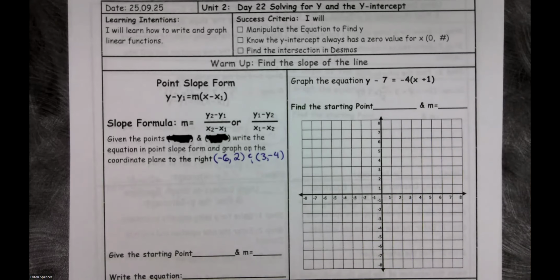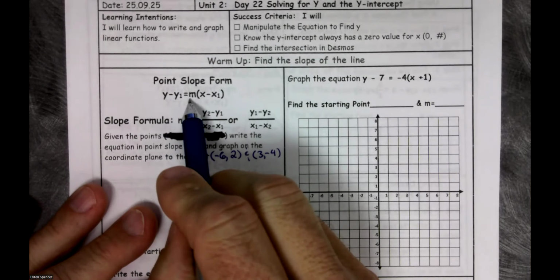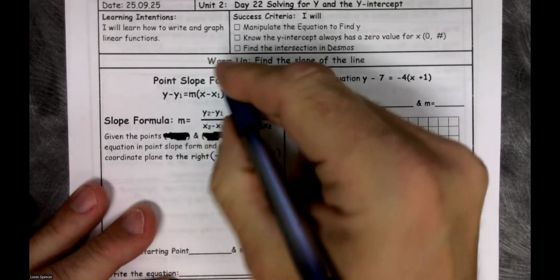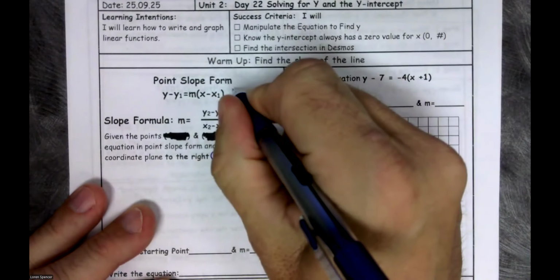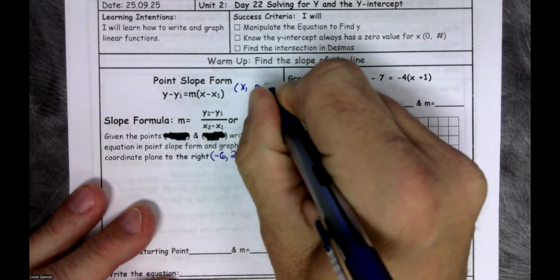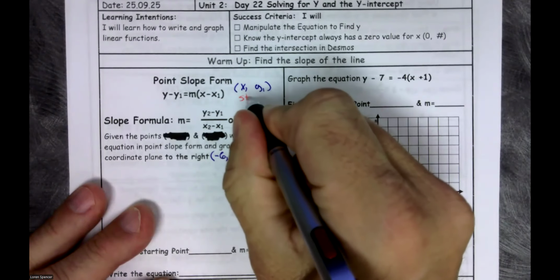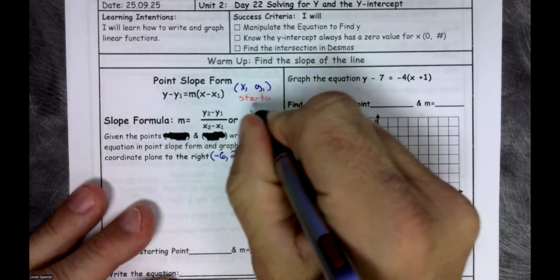But first off, we're going to begin with a warm-up on point slope form. Point slope form is y minus y1 equals m, which is our slope, times x minus x1. Please note that the y1 and the x1 make up our ordered pair, and this will be our starting point.